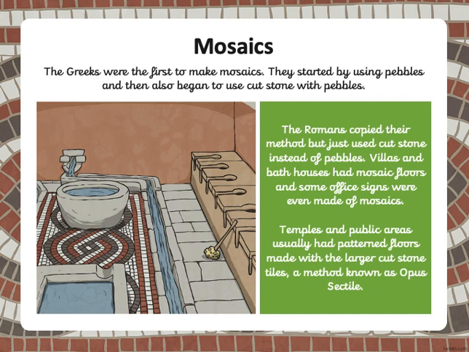Temples and public areas usually have pattern floors made with the larger cut stone tiles, a method known as opus setile. So this opus setile method, which you see in temples and public areas with the bigger cut stone tiles, that's probably the sort of thing you would have seen or would still see in the Pantheon. I haven't actually been myself, but I would love to go.